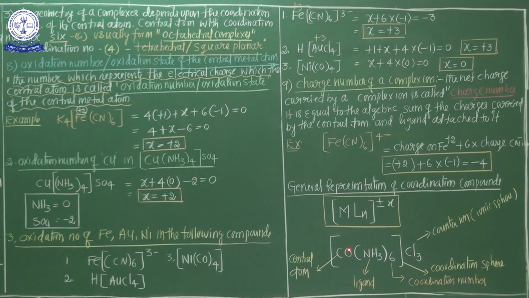Now here, [Co(NH3)6]Cl3. Here Co is the central atom, cobalt, and ammonia, NH3, is the ligand. 6 is the coordination number, and the square bracket is the coordination sphere. As I said already, outside of the square bracket is the counter ion or ionic sphere. So these are the terms of the coordination compound.